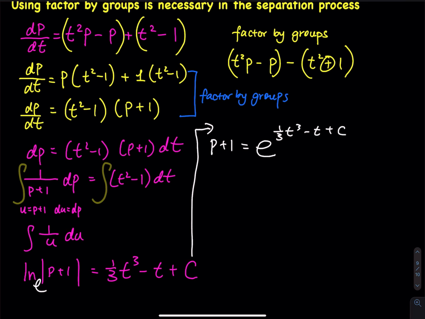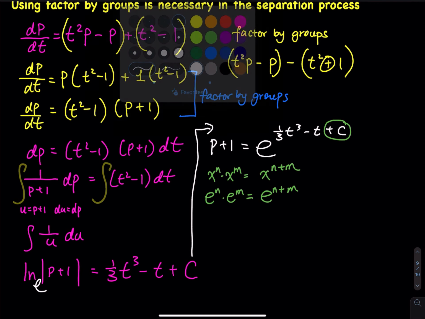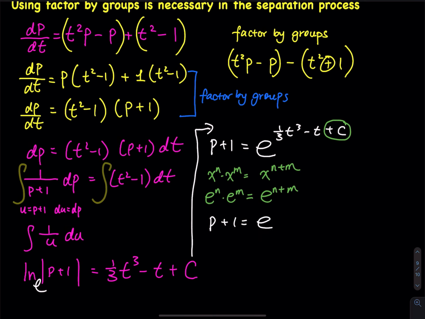Okay, and then the next thing is, do you still remember this? If you have x to the n times x to the m, that is equal to x to the n plus m. If you have e to the n times e to the m, that is equal to e to the n plus m. So I'm going to have to separate the plus c. So p plus 1 equals e to the, don't touch the t, so we have 1 third t to the third minus t, and then multiply e to the c, and e to the c is just a constant c.